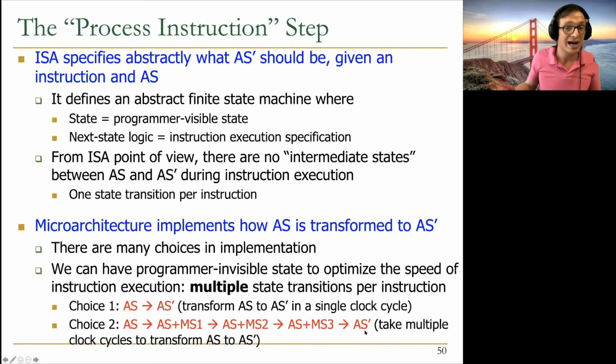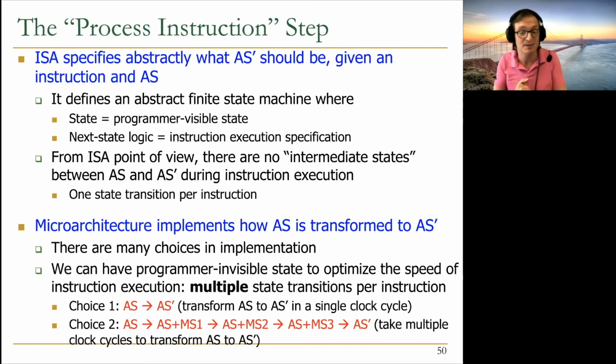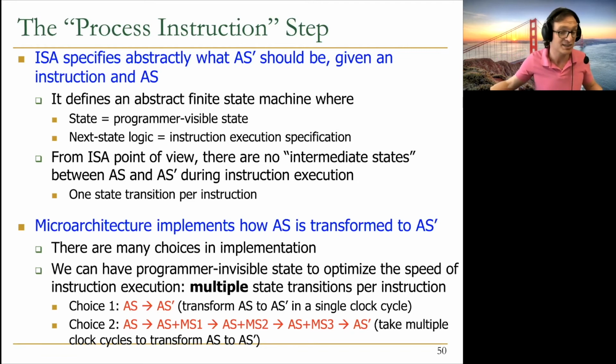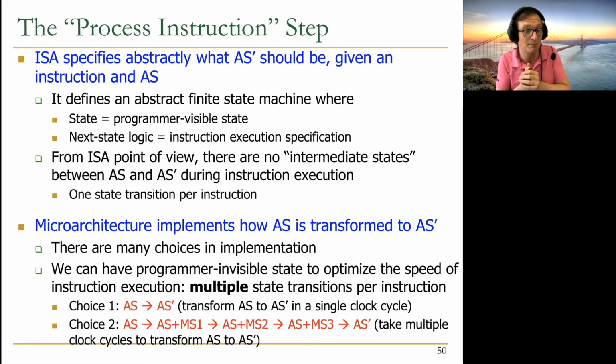So from an ISA perspective, intermediate states are not visible to the programmer. So you've completely implemented what the ISA specified, but you took multiple clock cycles. Now you can optimize the clock cycle time. You can reduce your clock cycle time a lot, for example, but take multiple clock cycles to process an instruction. And you will get rid of the issues that we will have with single cycle microarchitectures as well. So underneath, you can do tricks like this, as you can see. And this is a very fundamental slide from that perspective.